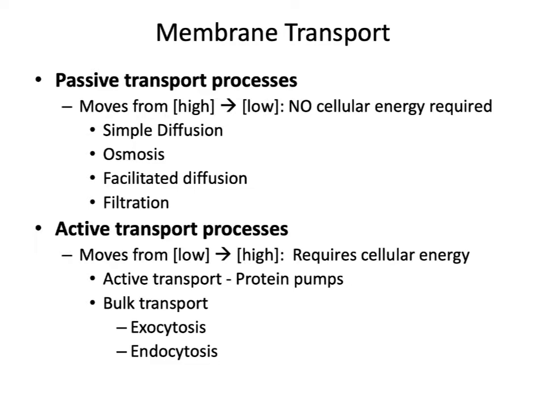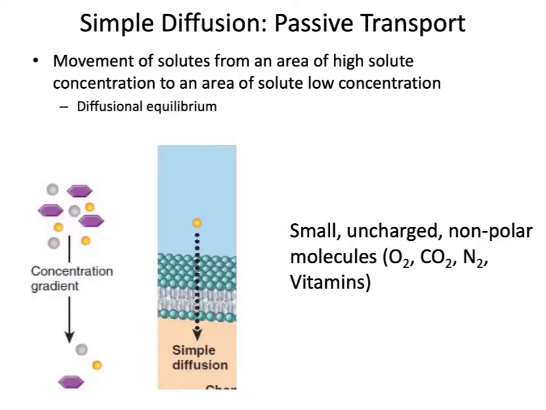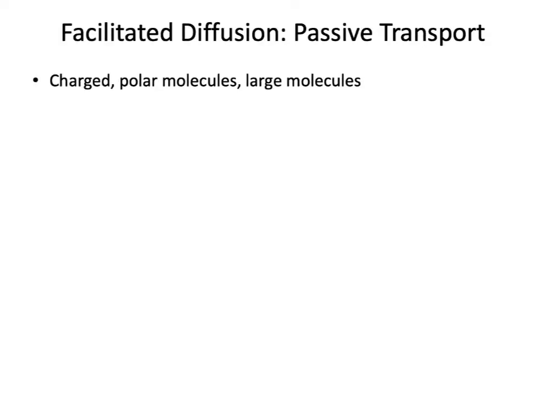Let's talk more about the passive transport mechanisms. The first one is simple diffusion. In simple diffusion, molecules will move right through the plasma membrane down their concentration gradient. These molecules are generally small, uncharged, and nonpolar. These molecules will move down their gradient until they reach diffusional equilibrium, meaning the concentration is the same on both sides.